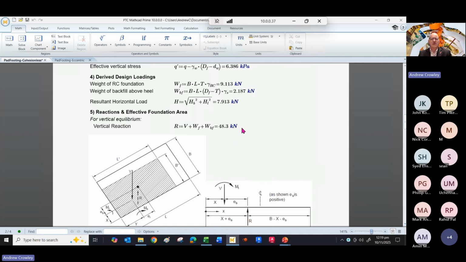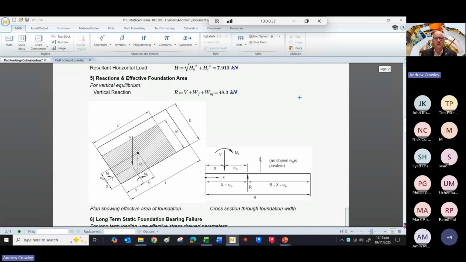We derive our design loadings. Well, first of all, let's work out what the weight of the concrete foundation is, the weight of the backfill above the foundation, and then the resultant, we've got a resultant horizontal load as required. But our resultant reaction, our vertical reaction R, is just simply the sum of the applied load with the weights of the foundation and backfill on top. And that's worked out as 48 kilonewtons.